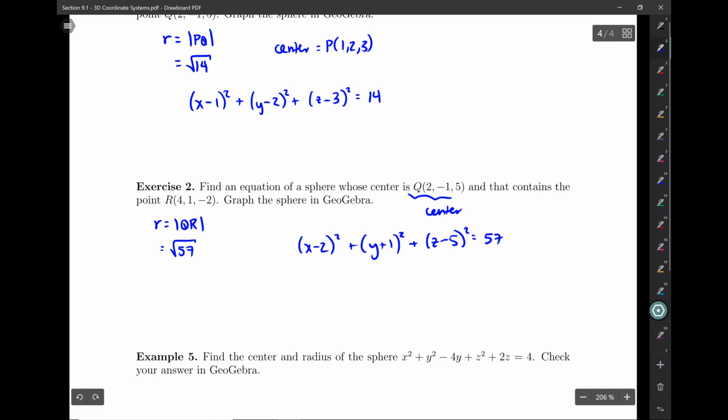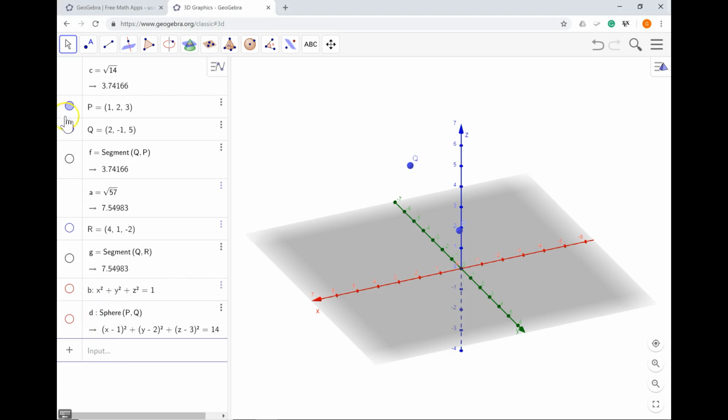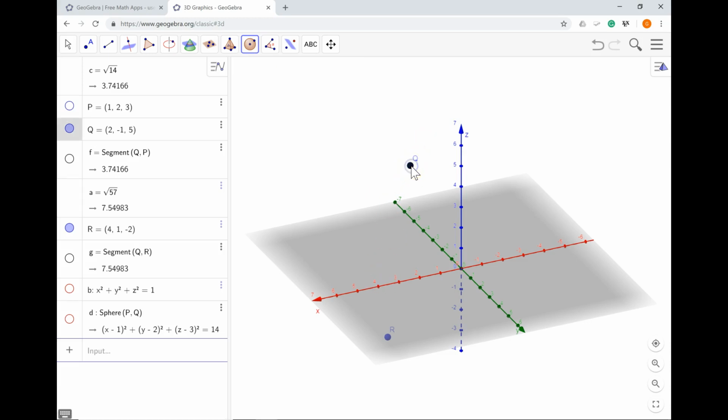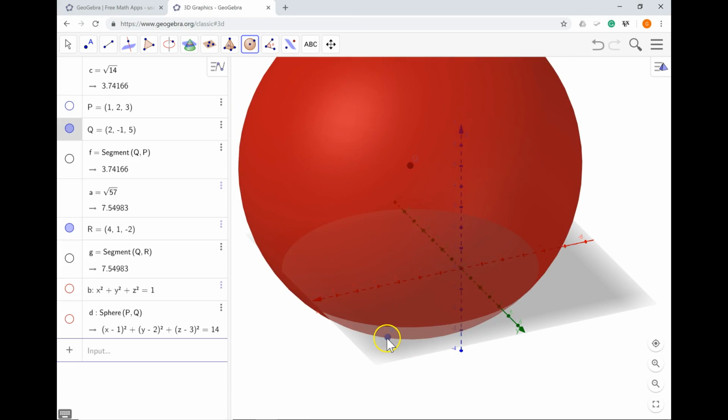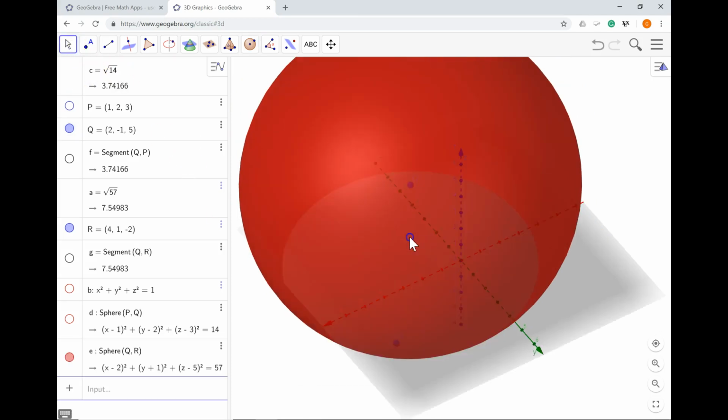Okay, let's go ahead and graph it in GeoGebra and see how we did. I'll go ahead and hide that, and now I'm going to get rid of the point P and show the point R. We'll again use this tool of sphere with center through point. And the center was Q, and then it went through the point R. There we go. That's a big one.